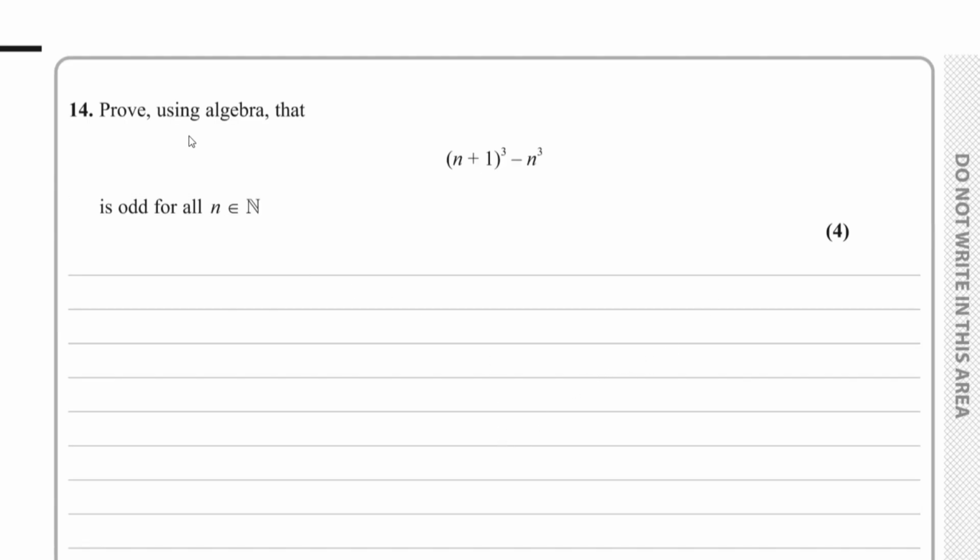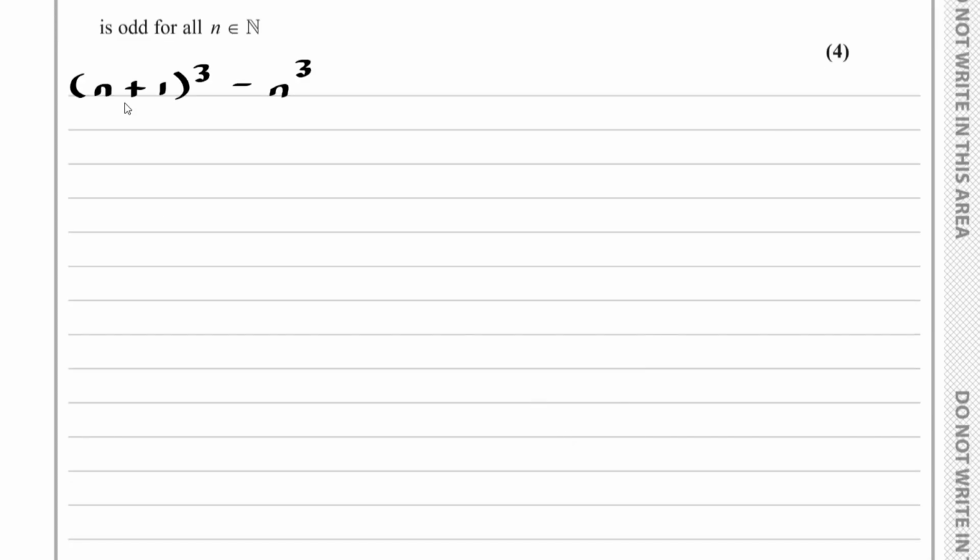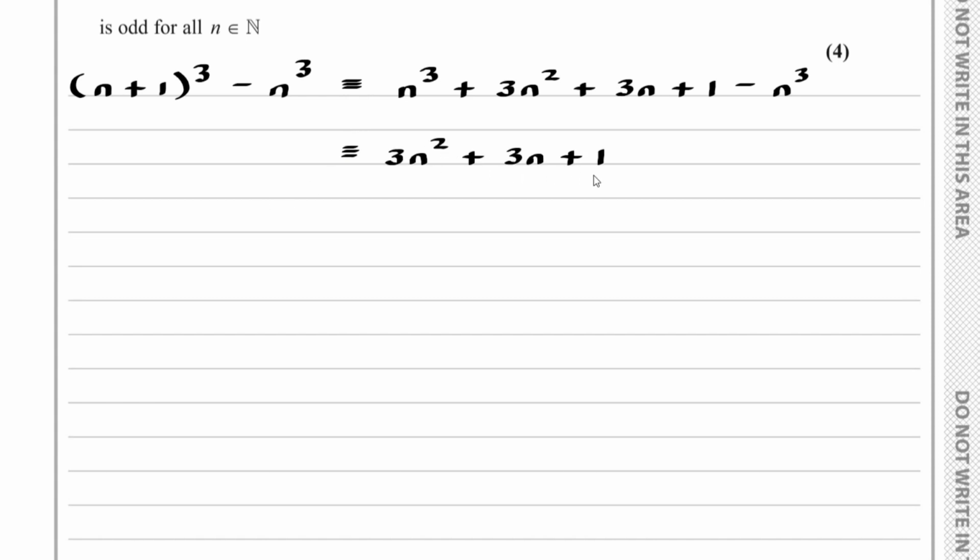Question number 14, we have to prove using algebra that n plus 1 all cubed subtract n cubed is odd for all n belonging to a set of natural numbers. So we begin with n plus 1 cubed subtract n cubed. Now the n plus 1 cubed, that's equivalent to n cubed plus 3n squared plus 3n plus 1. And then we subtract from this n cubed. Now the n cubed and the negative n cubed simplify to 0, leaving us with 3n squared plus 3n plus 1. Now what we want to do is show that this is odd.